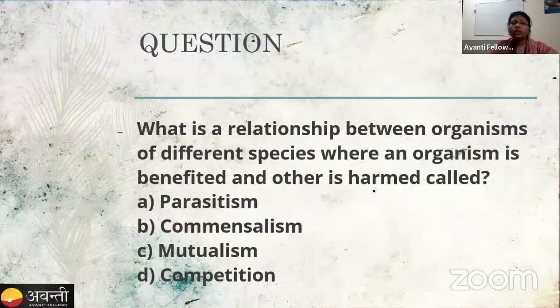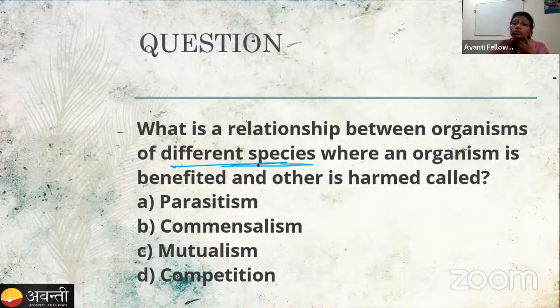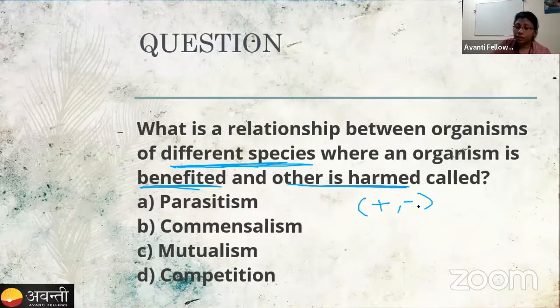Okay, so here we have the question: what is the relation between organisms of different species where one organism is benefited and the other is harmed? Here we have two different species where one organism is getting benefit and another is getting harm. That means we are talking about the positive-negative interaction. So give your answer through this poll. Which type of relation are we talking about here?